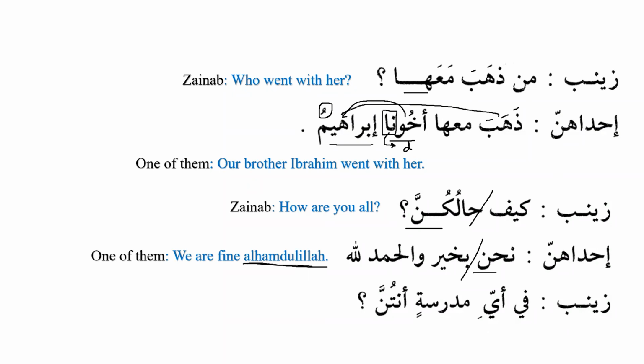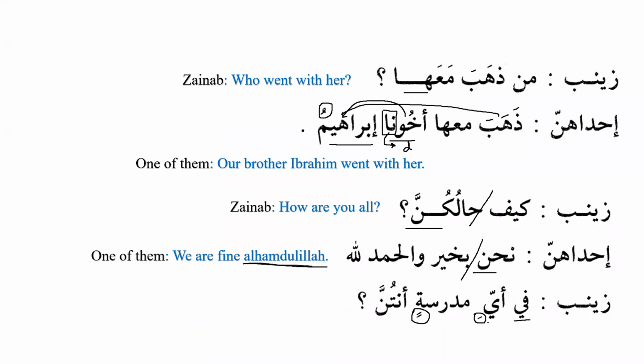Zainabu: Fi ayyi madrasatin antunna. Fi ayyi. So now we can see that because of fi, ayyi is majroor. But madrasatin, why is madrasatin majroor? Antunna, you all. Yes, anyone remembers?